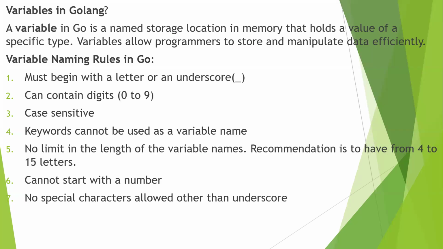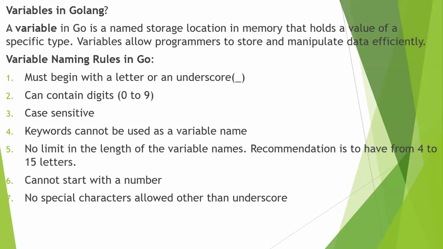While we declare variables, we particularly declare the types as well. There are certain situations where we cannot declare the types, and the program will automatically infer the types. Variables allow programmers to store and manipulate data efficiently. It's a pretty common thing across programming languages.